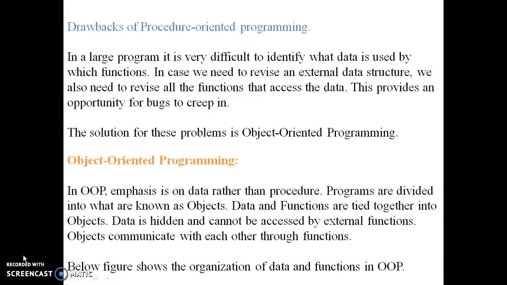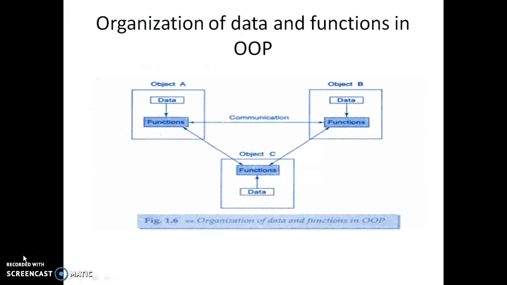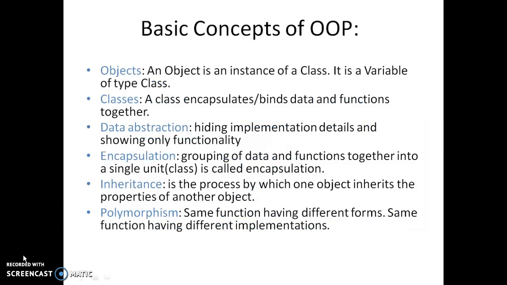The figure below shows the organization of data and functions in object-oriented programming. Here the system is divided into objects. We see three objects, object A, object B and object C. Each object has its own data and functions, and these functions communicate with each other by passing messages. So this is the organization of data and functions in object-oriented programming.